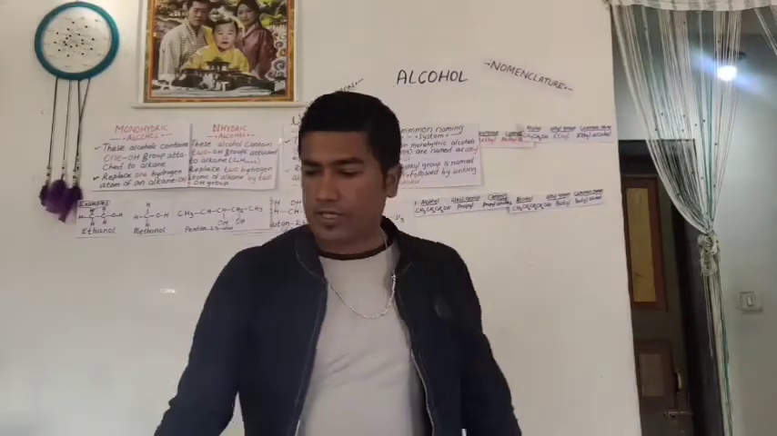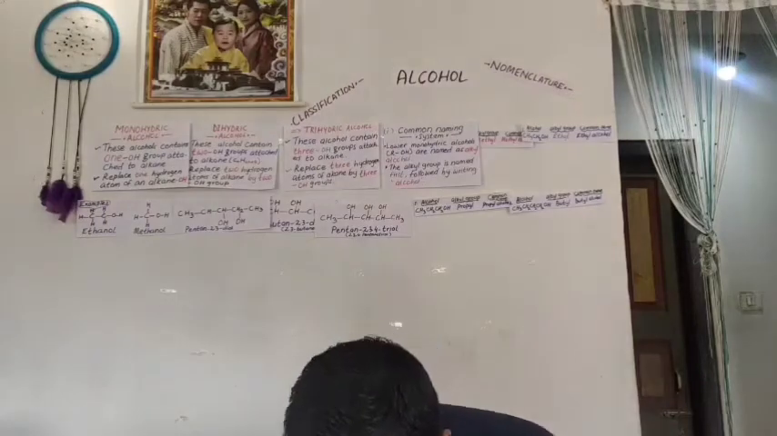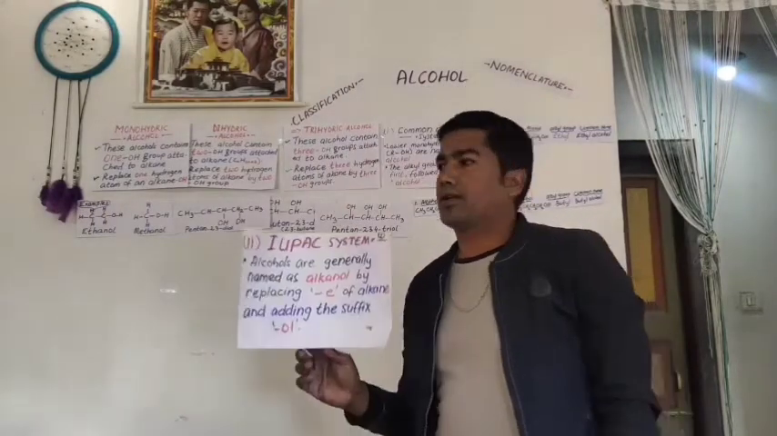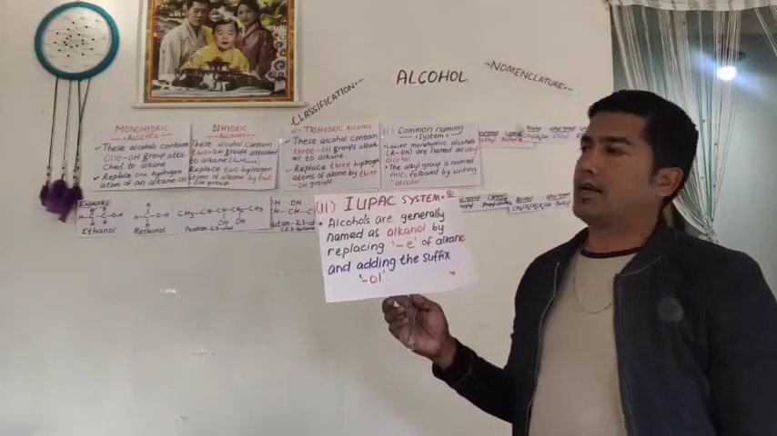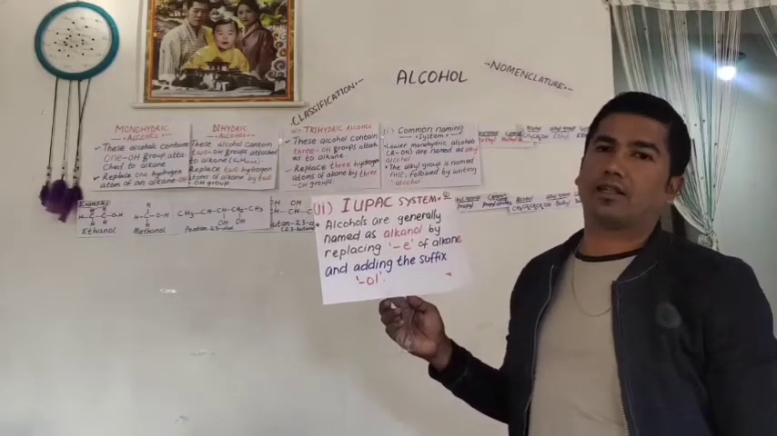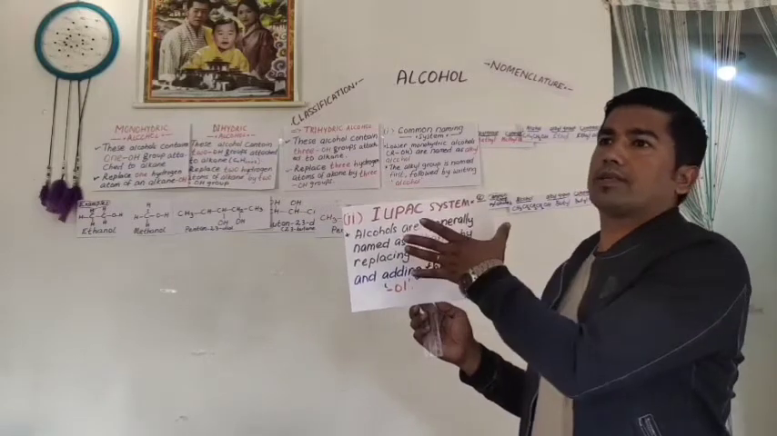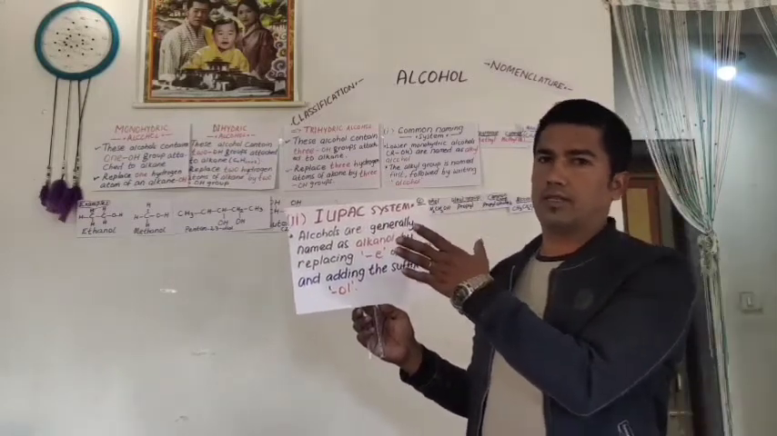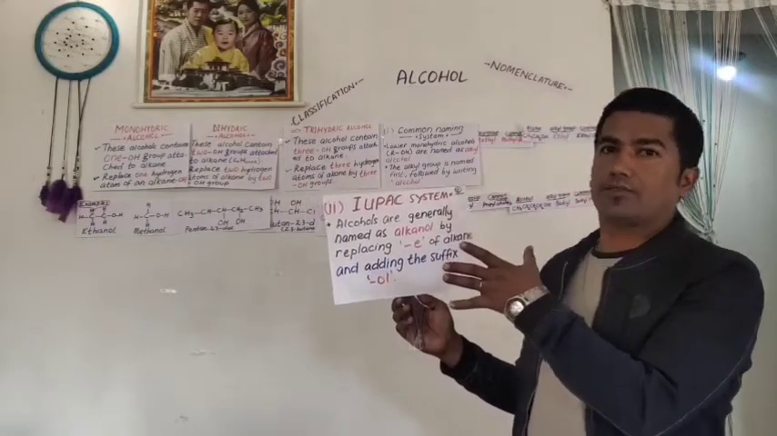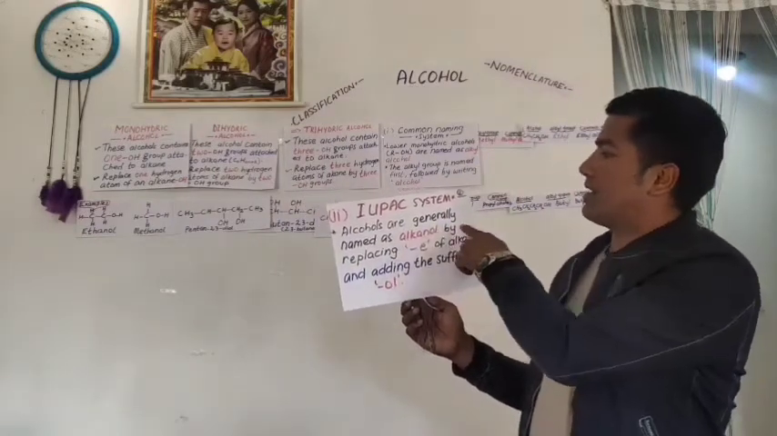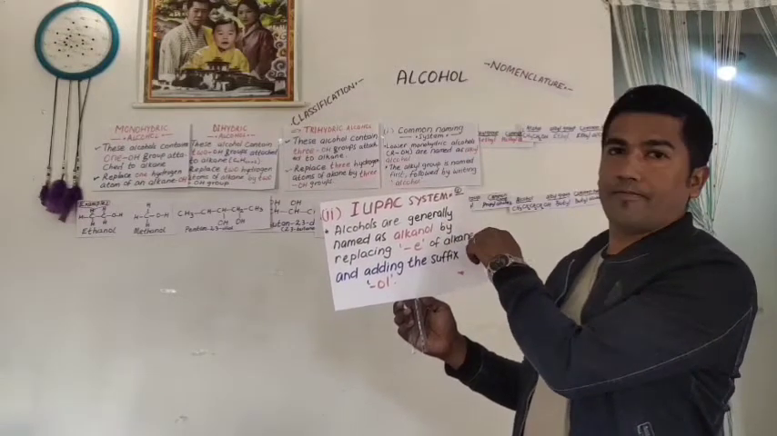Now the most important and the most commonly or technically used one is called the IUPAC system of nomenclature. IUPAC stands for International Union of Pure and Applied Chemistry. This is what is actually followed. In this system, which is the important one, alcohols are generally named as alkanol. You can see the OL here.